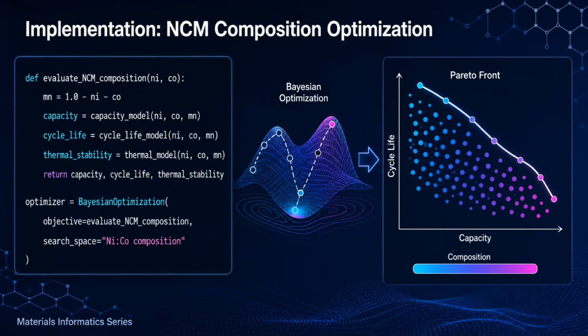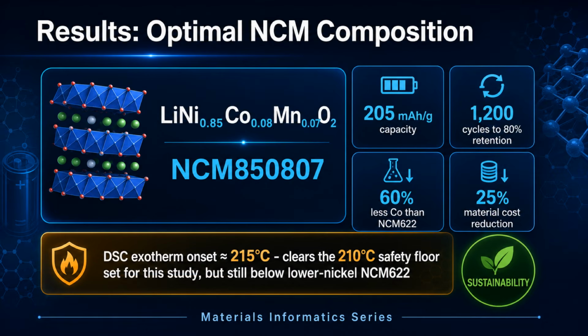Visualization shows the capacity versus cycle life trade-off with compositions colored by nickel content. The optimization identified a high nickel NCM composition as optimal. Predicted and validated performance includes excellent capacity, over 1,000 cycles to 80% retention, and thermal stability above the safety threshold. Compared to baseline formulations, cobalt content dropped significantly, achieving about a 60% reduction. This translates to substantial reduction in material costs while maintaining acceptable safety margins.